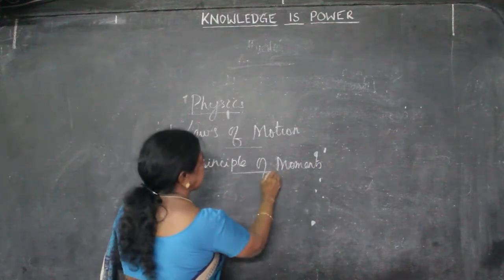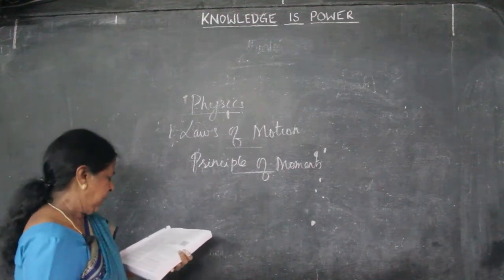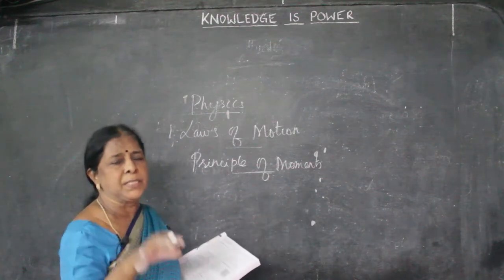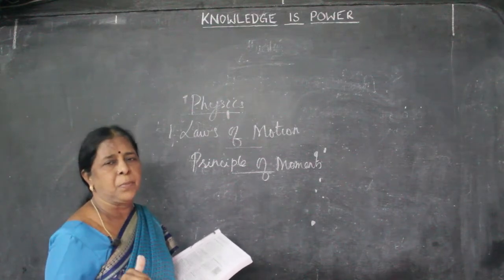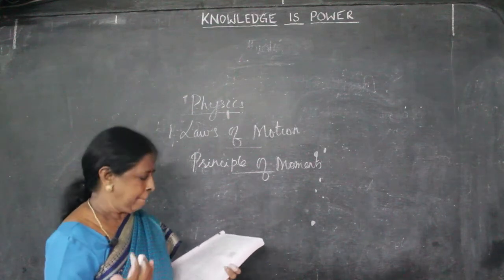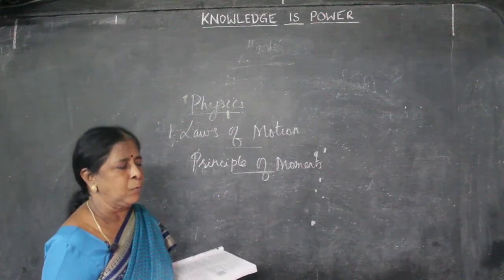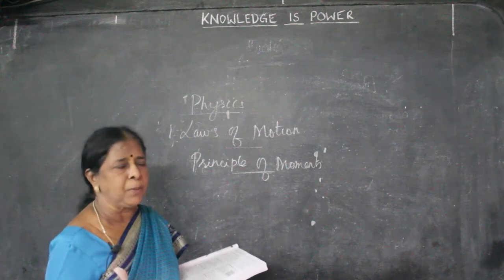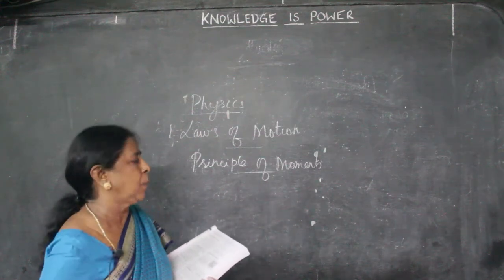Principle of moments. Moments means what? Moving. What's the principle based on that? When a number of like or unlike parallel forces act on a rigid body, rigid means strong. The forces act on a rigid body. Maybe they are parallel or unparallel, like, unlike. We can say like and unlike parallel forces also. They act on a rigid body and the body remains in equilibrium. The sum of clockwise moments is equal to the sum of anti-clockwise moments.